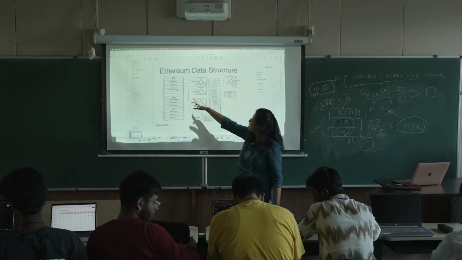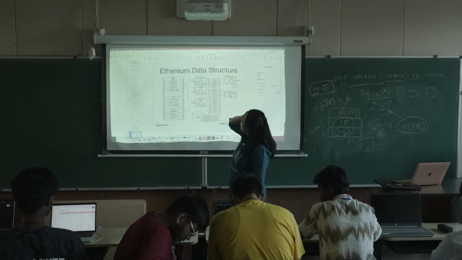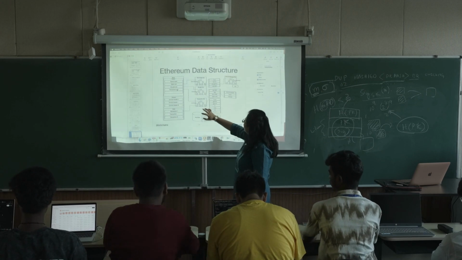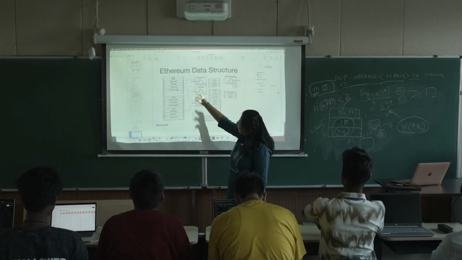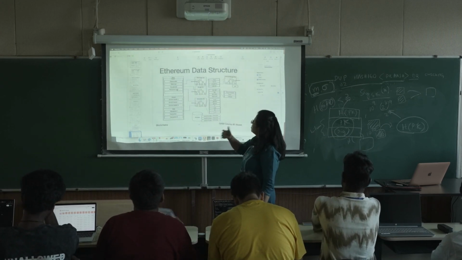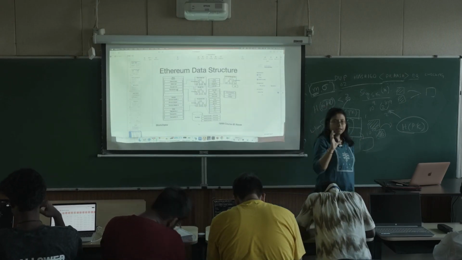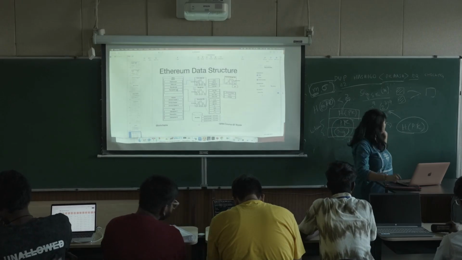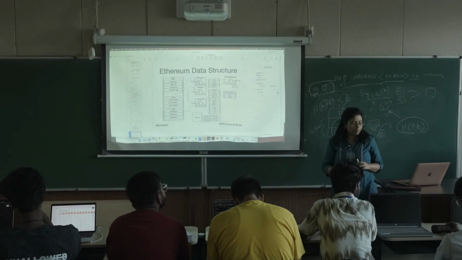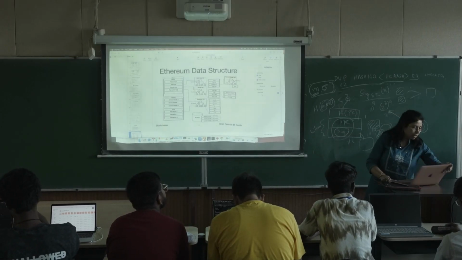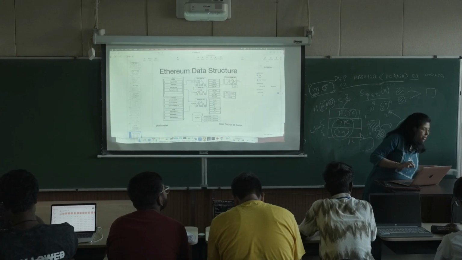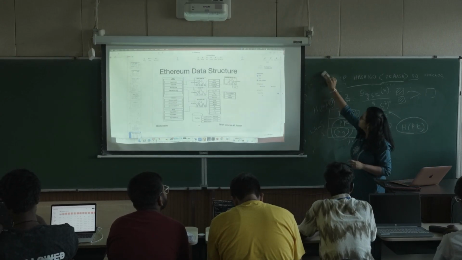So here, this is a block. The block has many parts. You have a parent, the state proof, a receipt trie, and so on. Ethereum's model is very different. It's not a UTXO model. Ethereum has an account model.